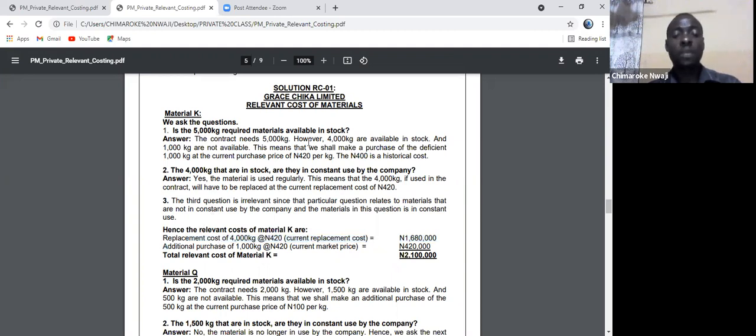Sorry, I'll still show you the summary. But for now, suffice it to say that 1,000 kg multiplied by 420, that would be the relevant cost. Okay, so you can see it here. Additional purchase of 1,000 kg at 420 naira current market price gives you 420,000 naira. So that's that. We go to the next question.